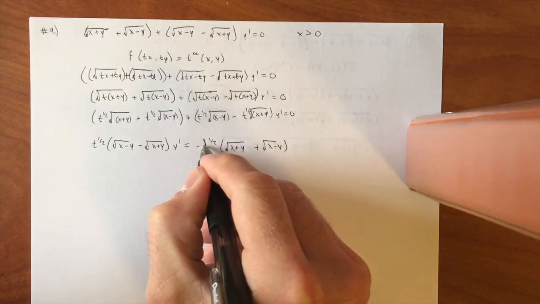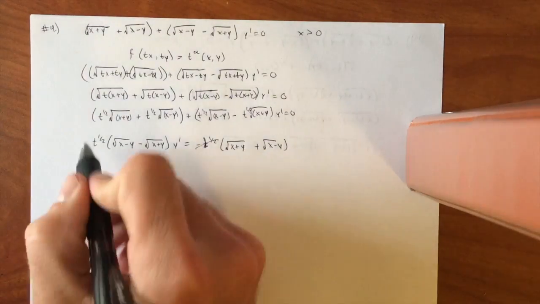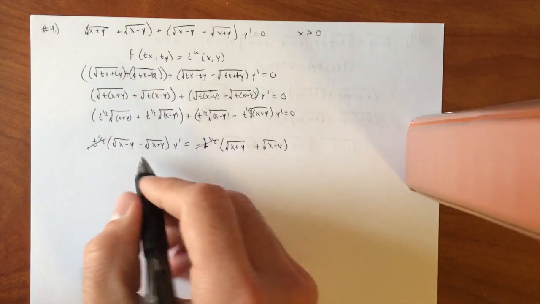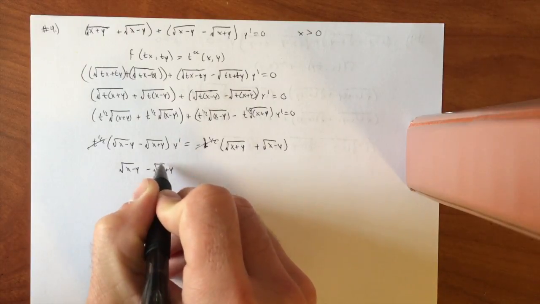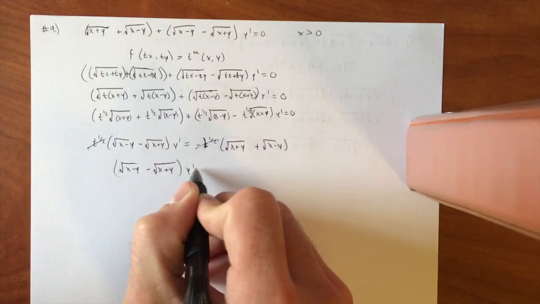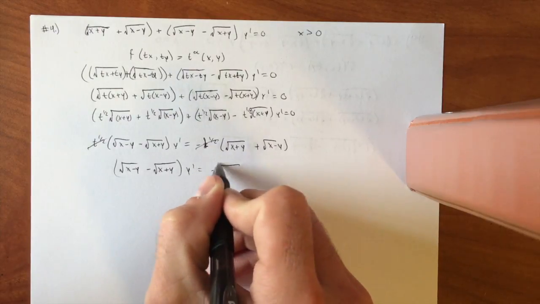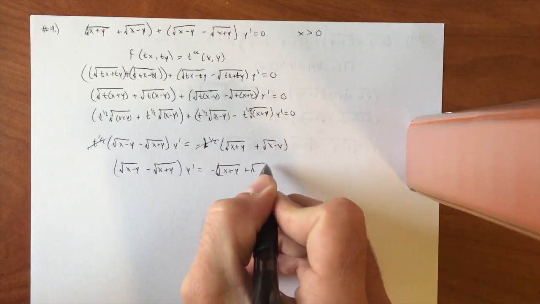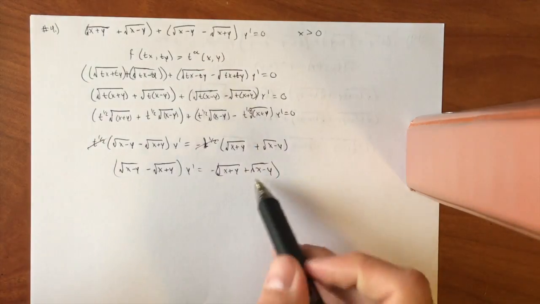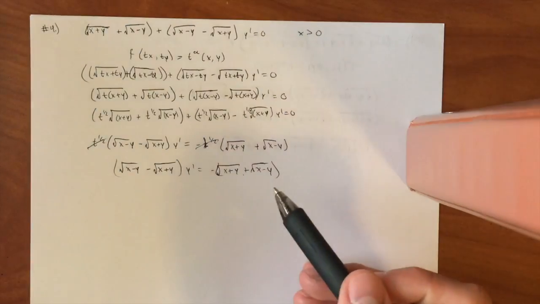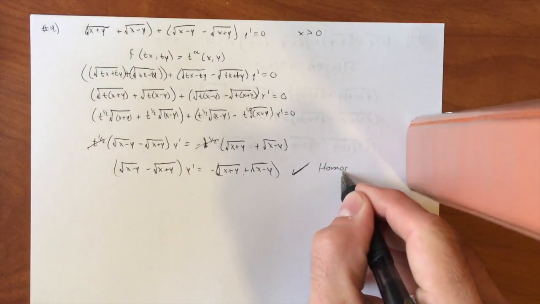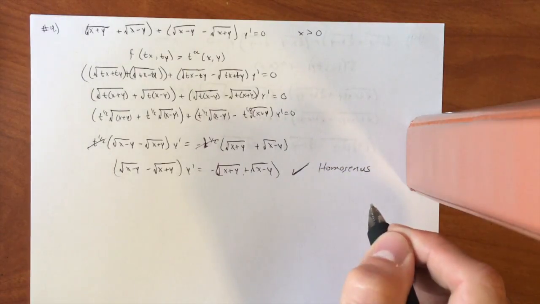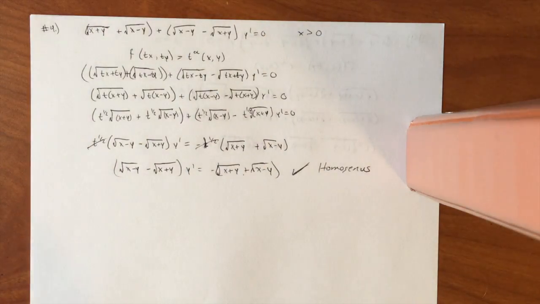And then we see that we have a t to the 1/2 power over here and a t to the 1/2 power over here. We can cancel those two out, and we will get square root of x minus y minus square root of x plus y, y prime, is equal to the negative of x plus y plus x minus y. And we can see that these terms are the same, and that checks it off as homogeneous. Now that we know that it's homogeneous, we can use the homogeneous method to solve this differential equation.